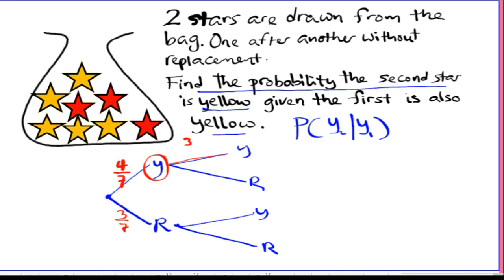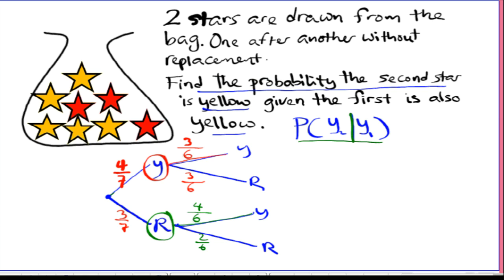Now 3 yellows left, and the total stars in the bag is now 6. In terms of red, there are 3 reds because no red has been picked in the first one. And then similarly, if a red has been picked, then there will be 6 stars left in the bag. And in terms of yellow, there's still 4 because no yellow has been picked in the first stage. And for the second red, the probability now is changed to 6, for example. Now we have to ask the question, that is, what is the probability yellow happens knowing the first is yellow?